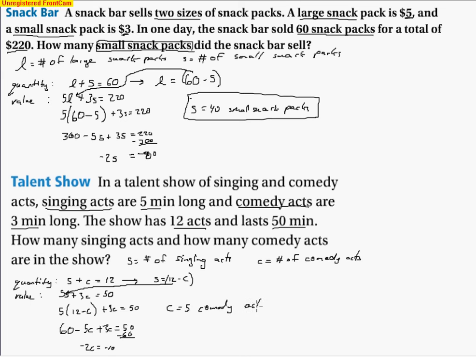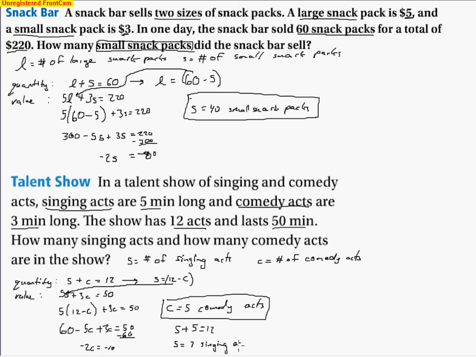and we also have to find the number of singing acts. Well, we can just plug into the quantity equation, the quickest one. So you see how we have S plus 5 equals 12. So that tells me S equals 7 when I do that subtraction. So 7 singing acts.